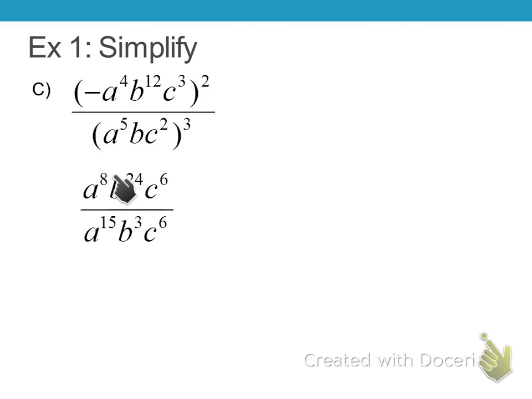All right, on the bottom, a to the 5th to the 3rd is a to the 15th. B, put a little 1 there, to the 1st to the 3rd is b to the 3rd. C to the 2nd to the 3rd is c to the 6th. Everybody follow those steps.